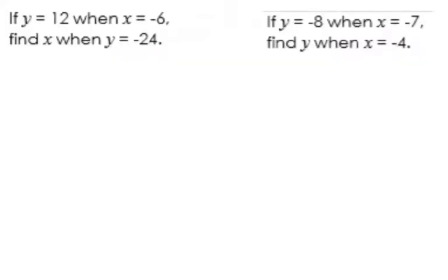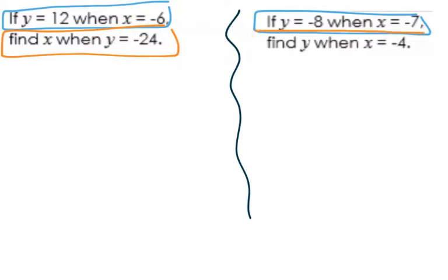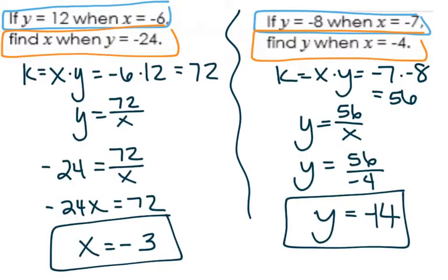Alright, I want you to pause the video and I want you to try both of these. Use the part in blue to find the k value and to figure out the equation, and then use the part in orange to actually figure out what you're finding. So go ahead and try it. Pause the video. 1, 2, 3.